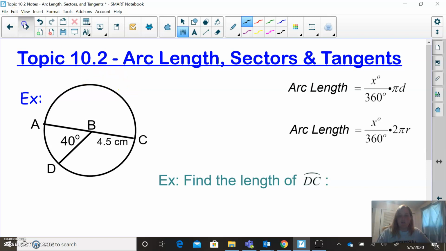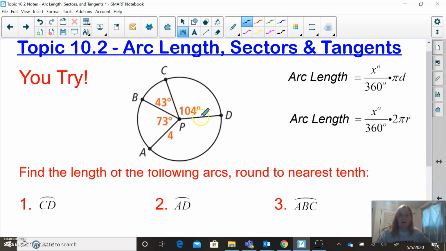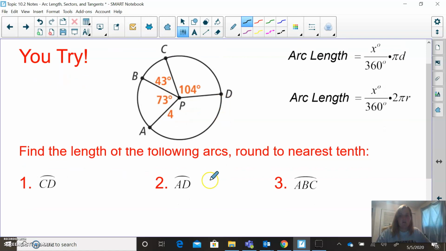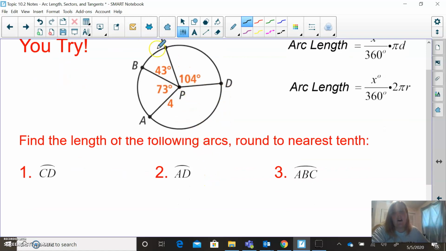Now, okay, that's the one, we just did this one. All right. Now I want you to try, okay? Now find the length of the following arcs and round to the nearest tenth. So you're going to find CD, AD, and ABC. So for AD, you're going to have to add all these together and subtract from 360. So, okay, first step for CD is pretty straightforward. You're going to follow the same one. So number 1 is pretty straightforward.